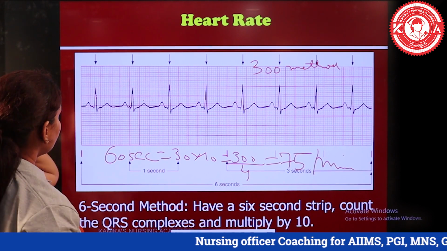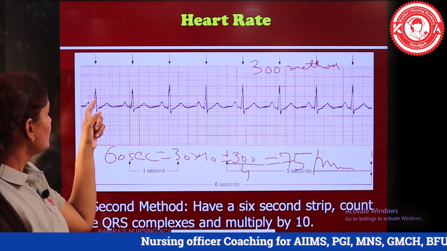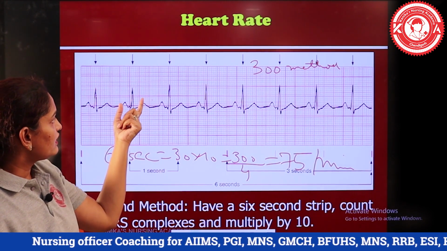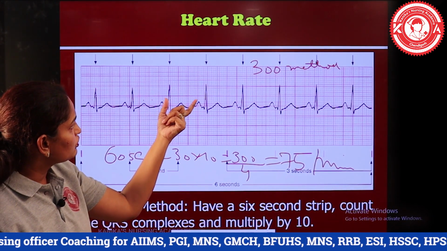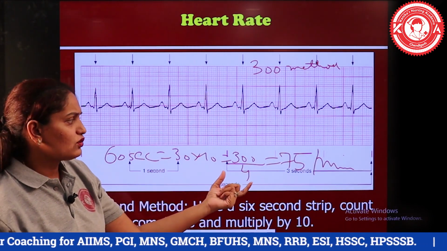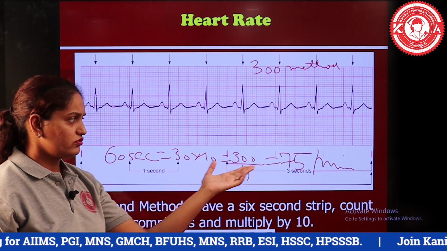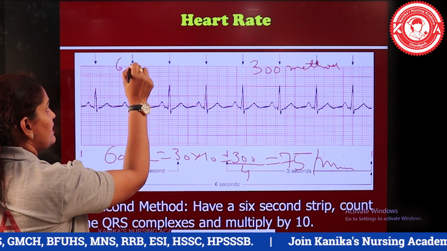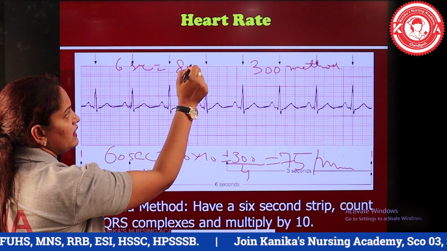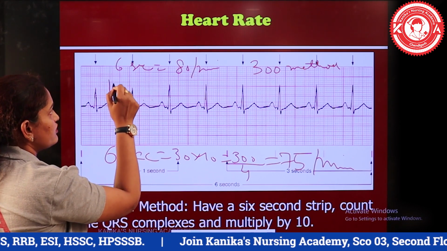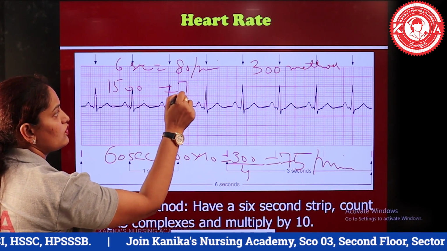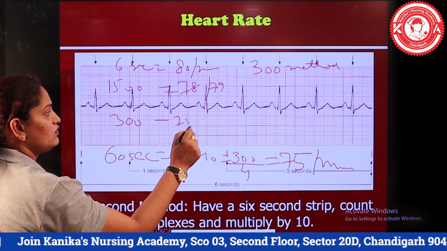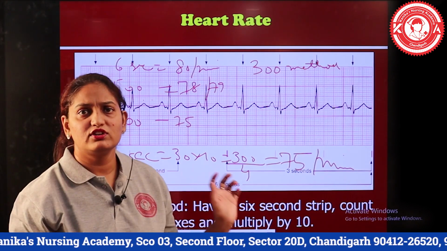Everywhere we can see that if we look at this, 1, 2, 3 and 3.5, or a little more than 3.5, then here again 1, 2, 3, 3.5, 1, 2, 3, almost 4. So we have calculated it as an approximate method: 75, 76, 78, 80. With the 6-second method, we got the heart rate as 80. With the 1500 method, we got around 78 or 79. And with the 300 method, we got around 75. So any one of these methods is correct.